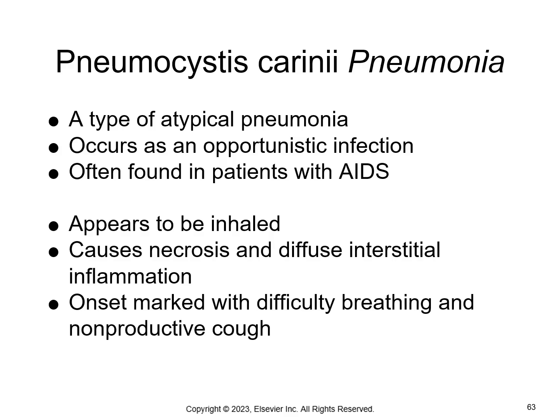Pneumocystis carinii pneumonia. This is a type of atypical pneumonia that occurs as an opportunistic infection, often fatal in clients with AIDS. It can cause pneumonia in premature infants as well. This microbe was formerly classified as a protozoan, but now it's considered a fungus. It appears to be inhaled. It attaches to the alveolar cells, causing necrosis, diffuse interstitial inflammation. Then the alveoli fill with exudate and fungi, including the cystic form. The onset is marked by difficulty breathing and a non-productive cough.